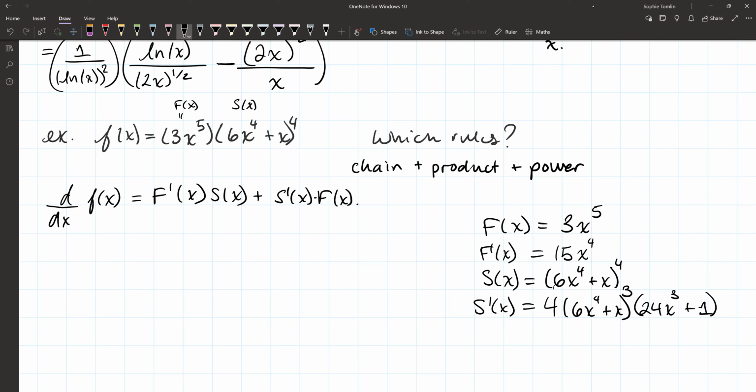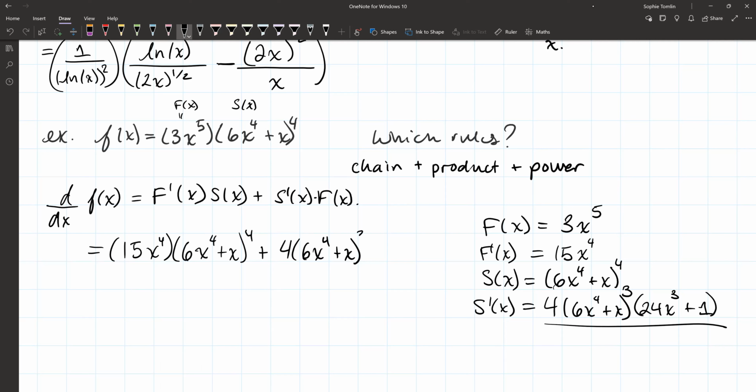And so now we just plug that in over here, and we'll get 15x to the 4 times 6x to the 4 plus x, all to the 4, plus our S prime of x, which is this whole guy here, plus 4 times 6x to the 4 plus x cubed times 24x cubed plus 1.